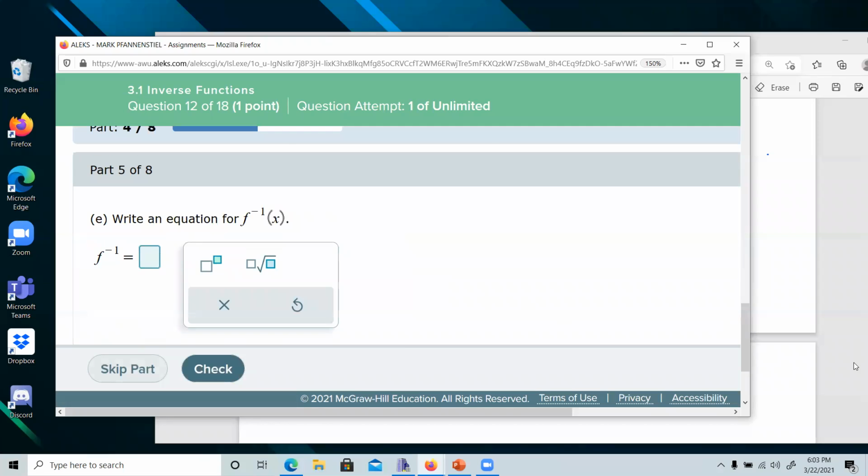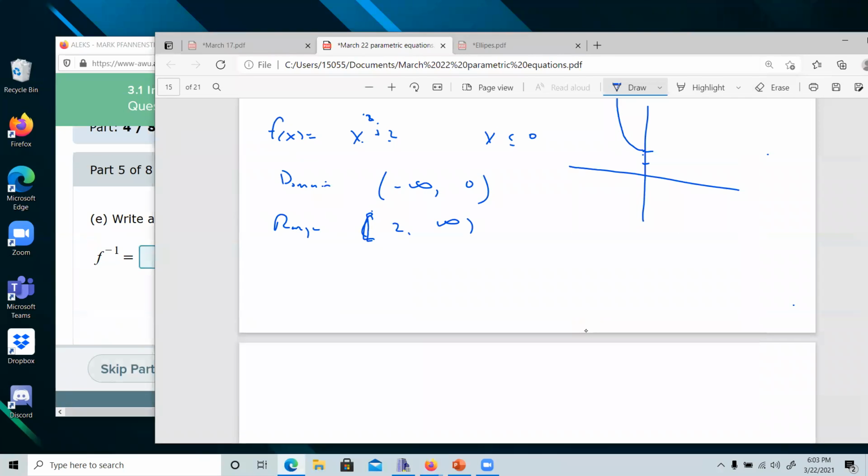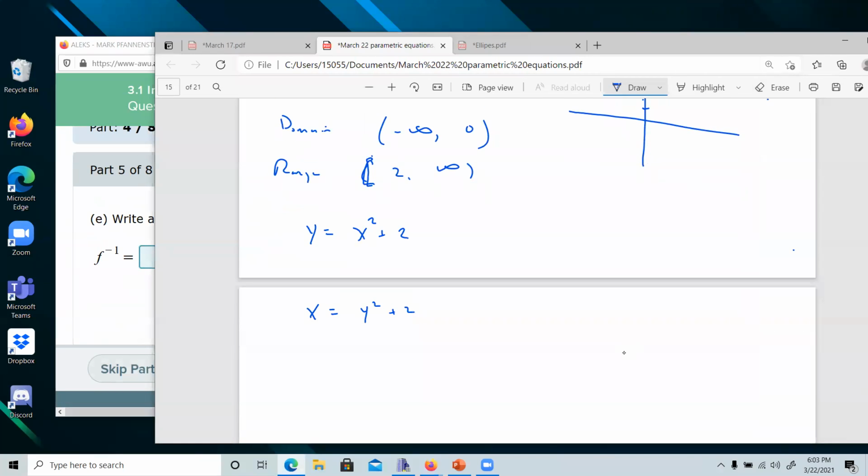All right, now f inverse. There's a couple of problems in this book that will make you do it this way. We have y is equal to x squared plus 2, and we're going to swap. So we have x is equal to y squared plus 2, and then we're going to solve for y. So x minus 2 is equal to y squared, and then y is equal to plus or minus the square root of x minus 2.